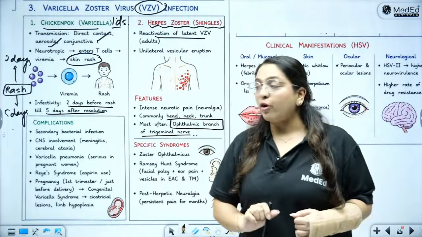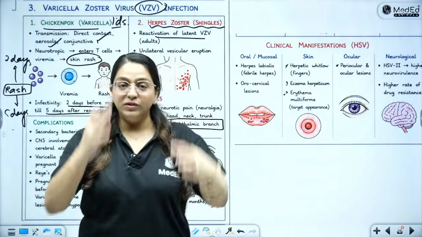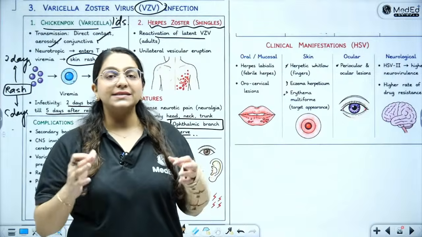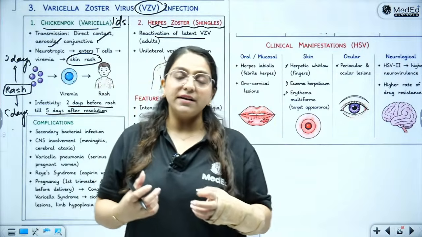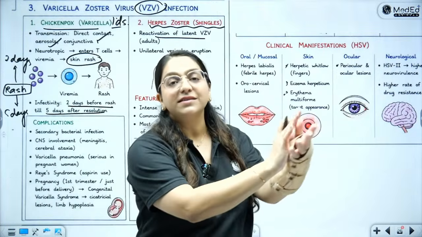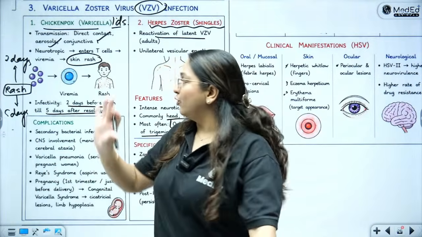How does the rash of chickenpox happen? I always tell my students to do this dance, do this and do this. Okay, so it is head to toe and it is centripetal. First the face and trunk is going to get involved and then it will move out to the extremities through the flexor surface. So this is the dance that you do for chickenpox. Okay, I hope you can remember that.